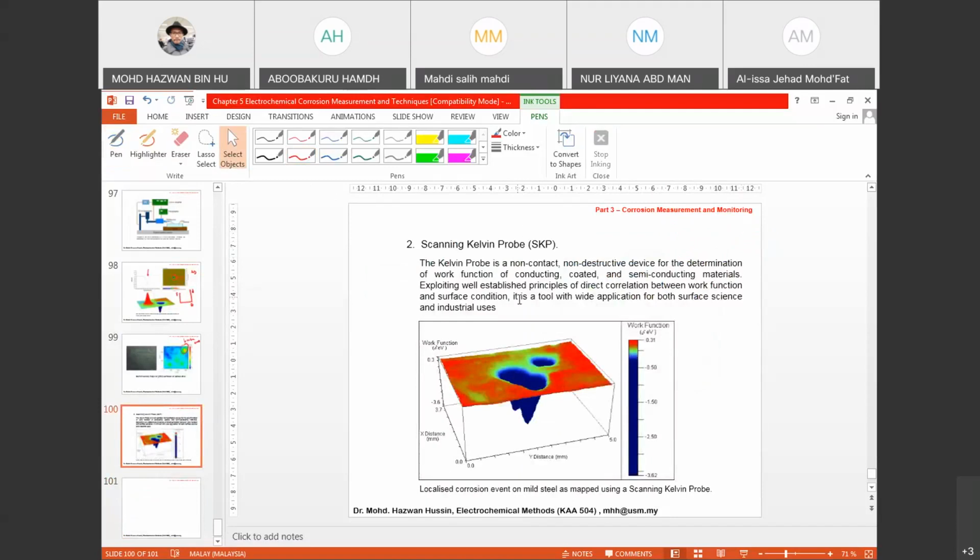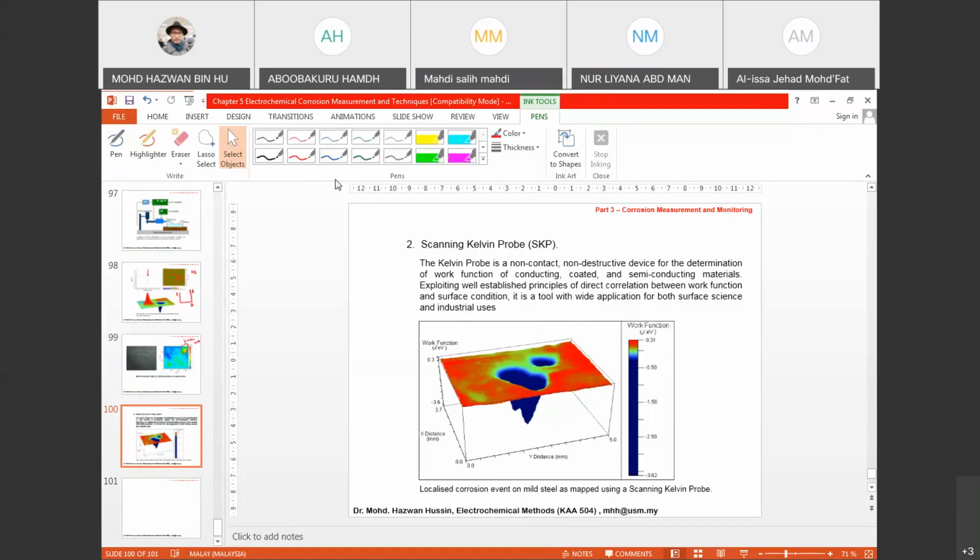And finally, we have the scanning Kelvin probe, SKP. Right. So SKP is a non-contact, non-destructive device for the determination of the work function of conducting, coated and semi-conducting materials. Exploiting the well-established principle of a direct correlation between the work function and the surface condition, it is a tool with wide application for both surface science and also industrial uses.